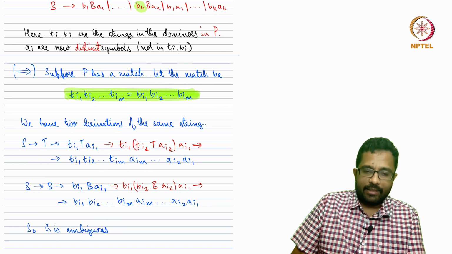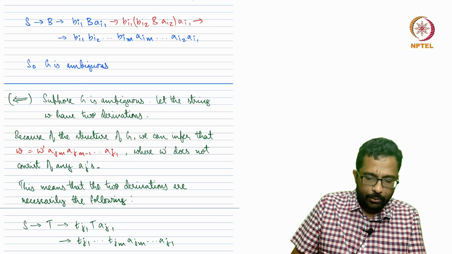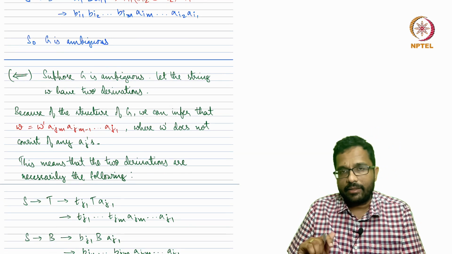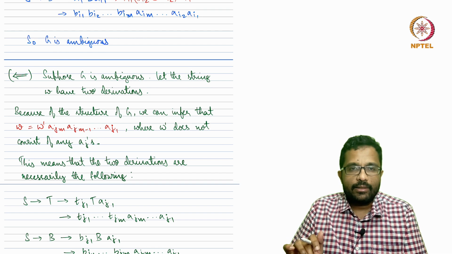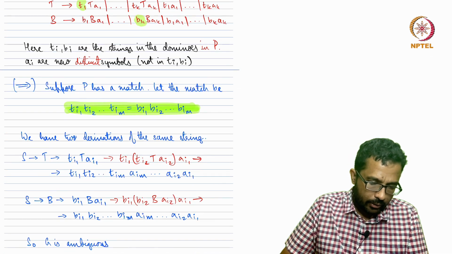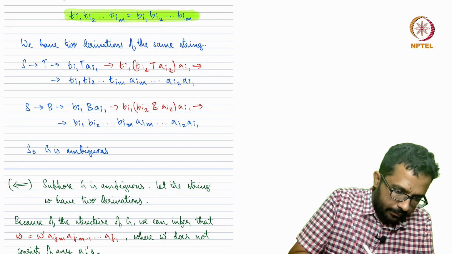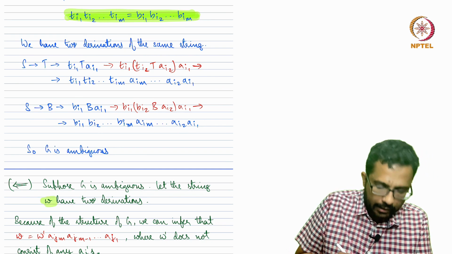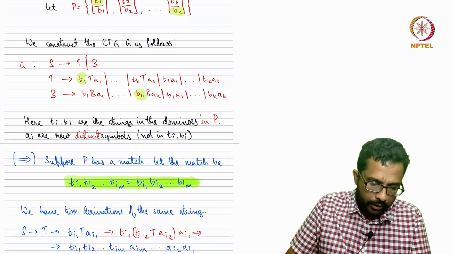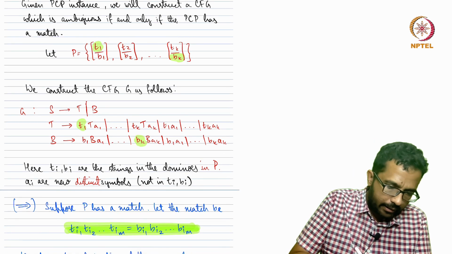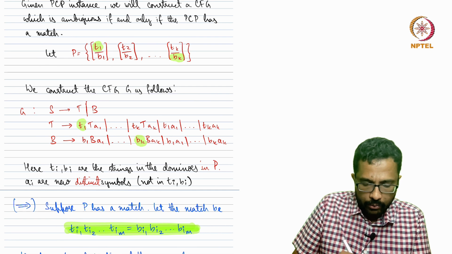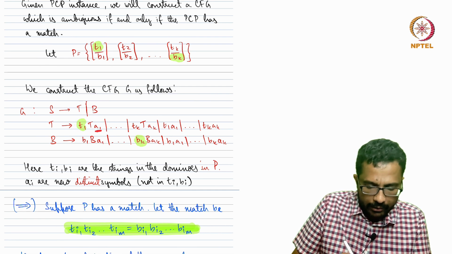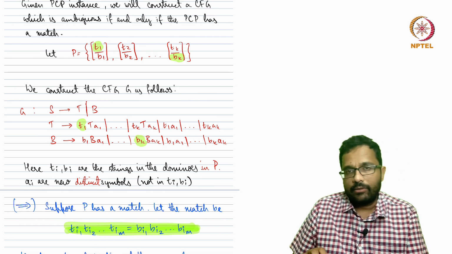Now the reverse direction. If the grammar is ambiguous, we have to show that the PCP has a match. So let there be some string which has two derivations. Let the string be W. Now notice the structure of the grammar here, right? Whenever we apply a rule, some A1 or A2 or something gets appended towards the end of the string.